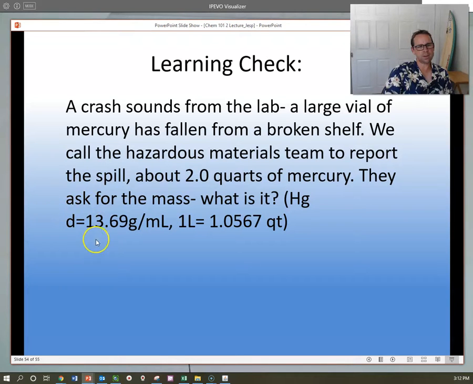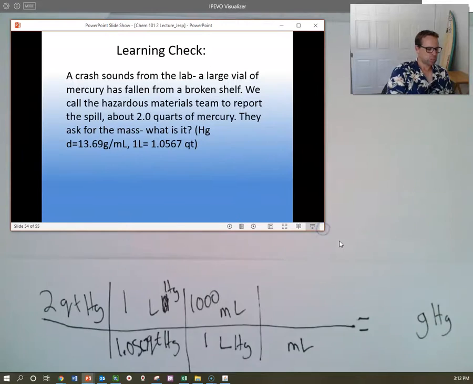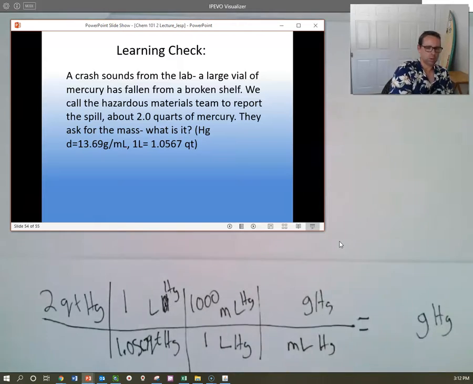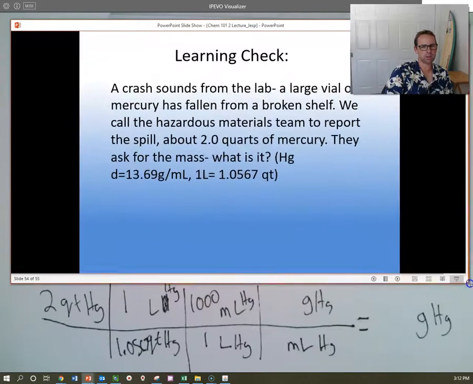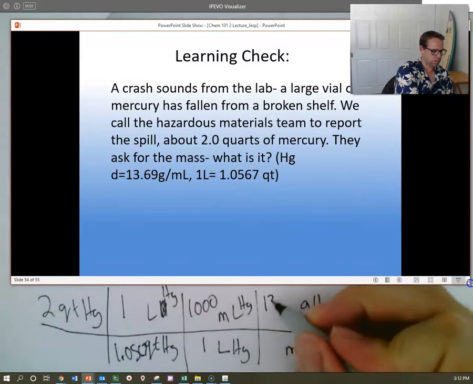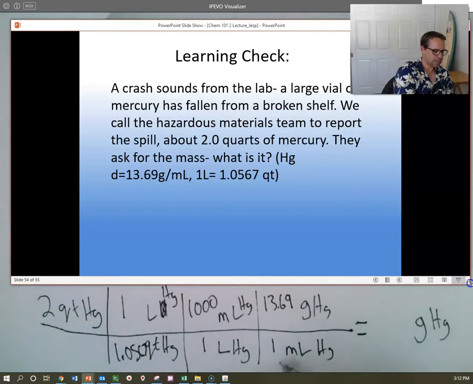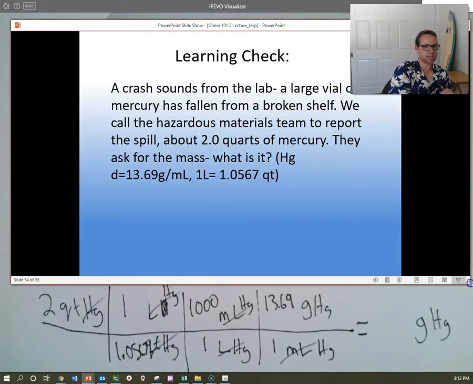We can use the density here, right? Because it tells us how many grams there are for every 1 milliliter. Right. So we can go right to grams of mercury, right? And that's where we wanted to be. So we're going to now use the density. So how many grams of mercury for every milliliter of mercury? Can you see that? So it's 13.69 grams for 1 milliliter. Very good. So I can see the milliliters of mercury cancel out, liters of mercury cancel out there, and quarts of mercury cancel out there.